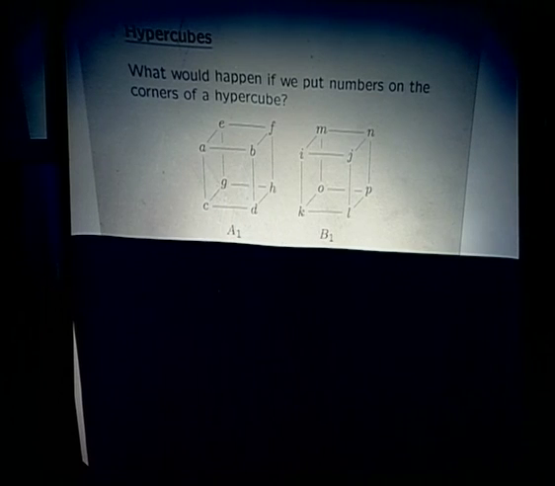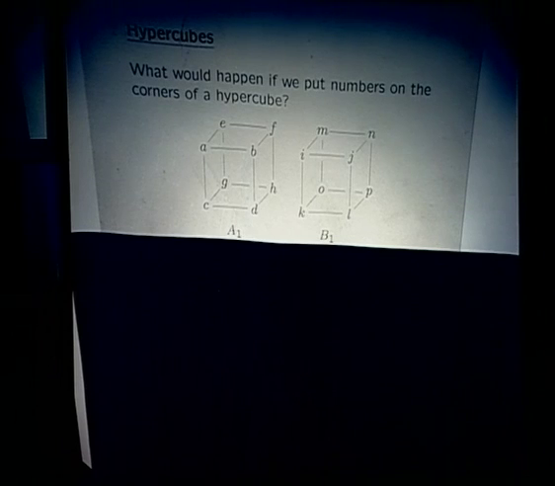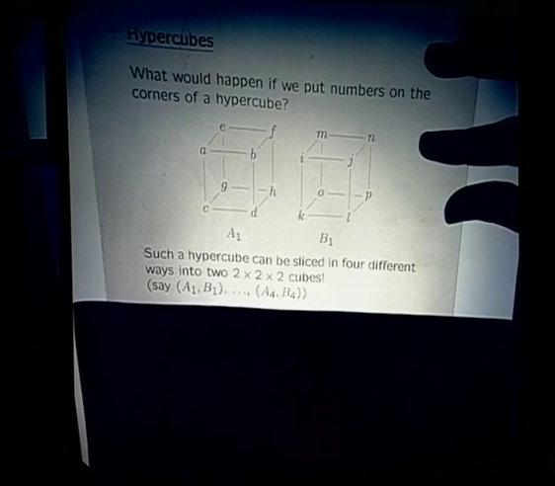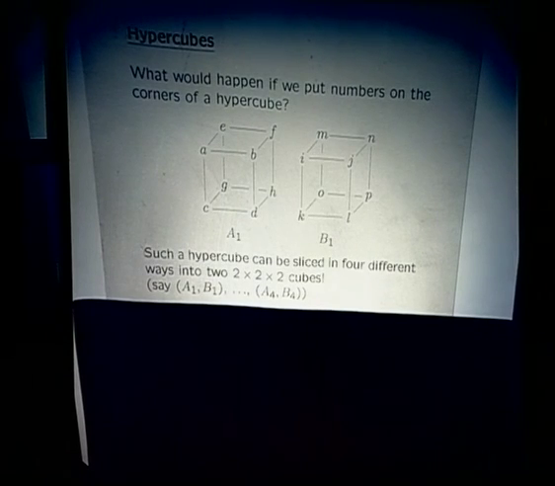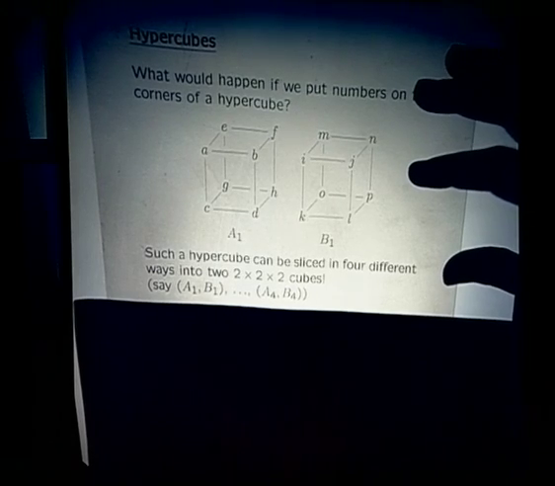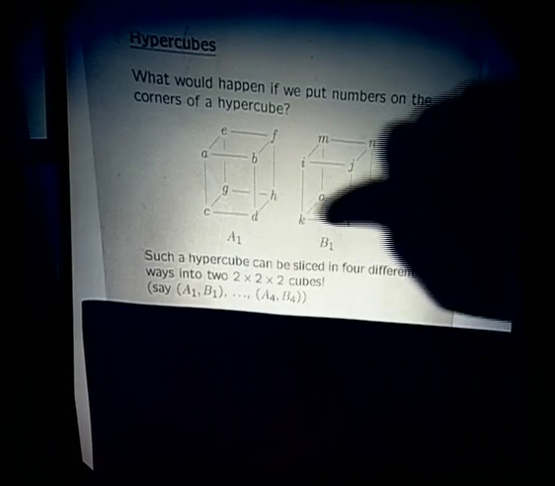When you have a hypercube, just like cubes, there are various ways in which you can slice the hypercube into two cubes. There are 6 ways, if you can visualize that. I gave one slicing already because I didn't have a choice. So if you have a hypercube, you can slice it into 2 by 2 by 2 cubes in essentially 4 different ways. Let's call them A1 and B1.